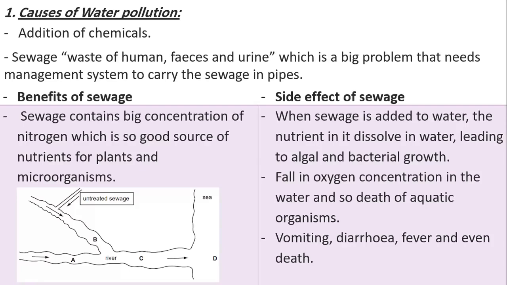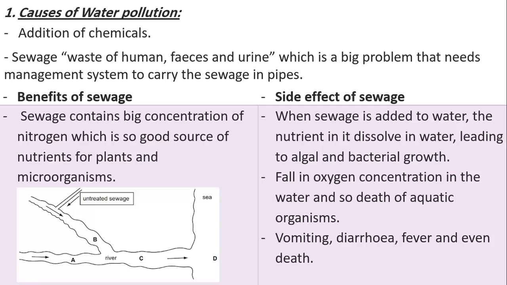So again, sewage contains a big concentration of nitrogen, which is a good source of nutrients for plants and microorganisms. What's the side effect of sewage? I think this is obvious. When sewage is added to the water, all of those nutrients dissolve in water, and if they were not put in the right place or in the right form for plants, they will cause the algae and the bacteria to grow dramatically. And of course, their growth is not very good for humans.